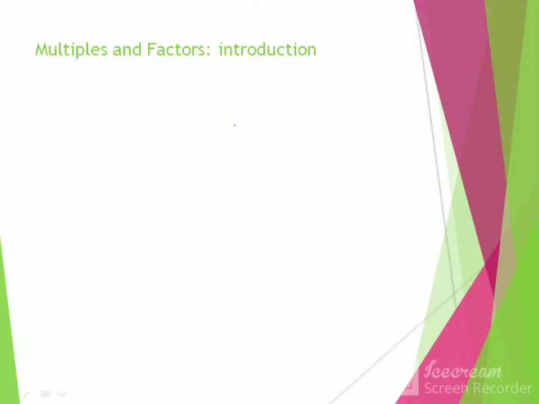Coming to introduction of multiples and factors, let's take a number 20. If I multiply with natural numbers 1, 2, 3 and so on, I'll be getting 20, 40, 60 and so on. I'll be continuously getting the numbers. Remember, I'm multiplying only with the natural numbers.